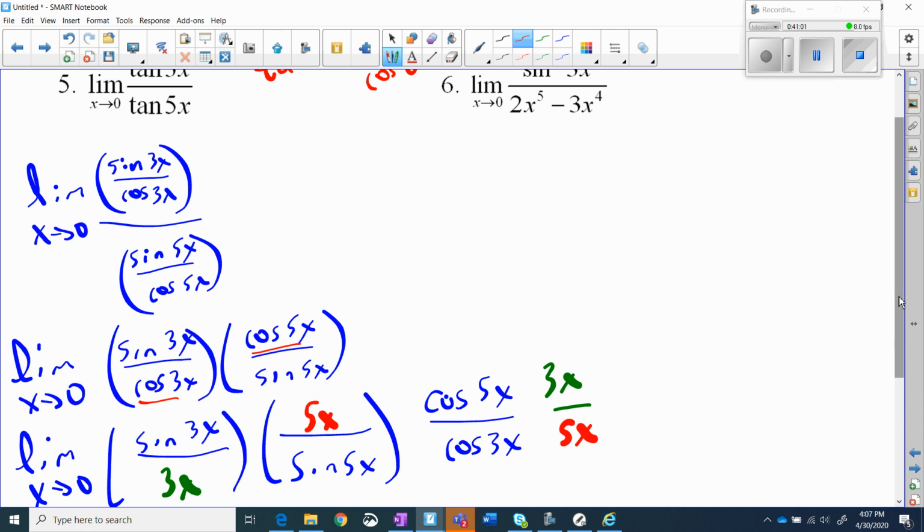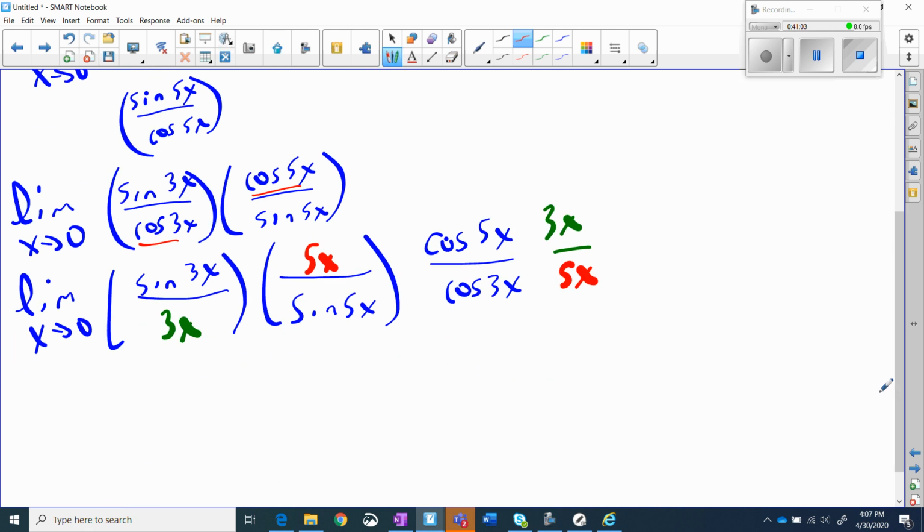Okay, how does this all help us? Let's see what we've got now. So we've got our identity twice. This is sine theta over theta, theta going to 0. That's 1.